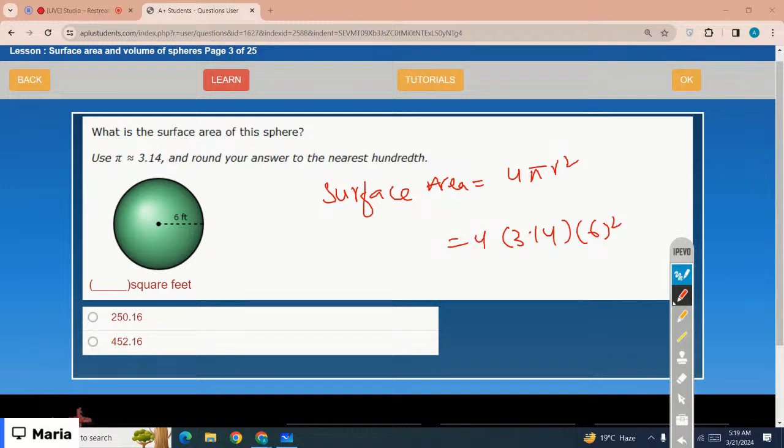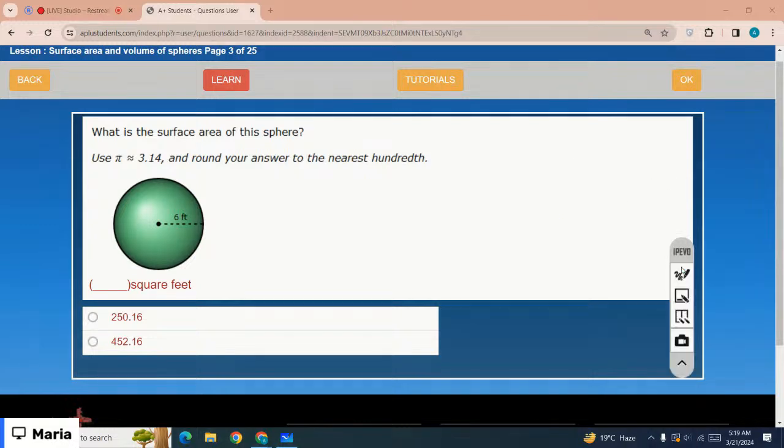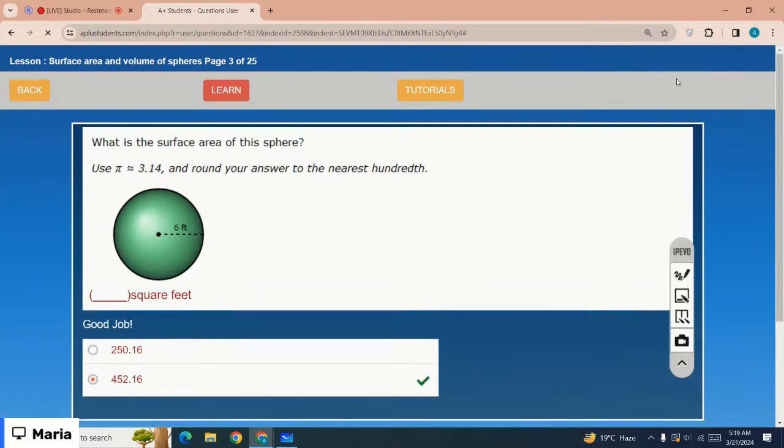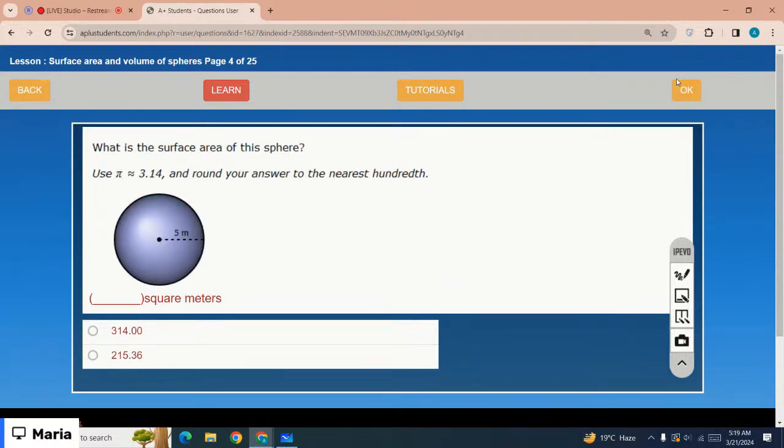Option number 2 is the correct option, that is 452.16. Okay, you can complete the lesson by yourself later today. Let's just move on to next lesson.